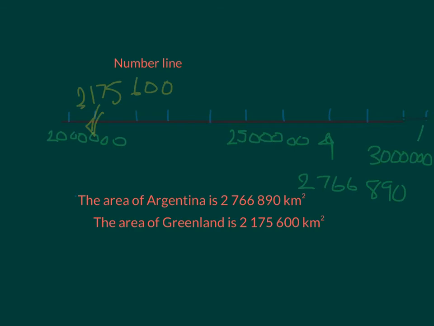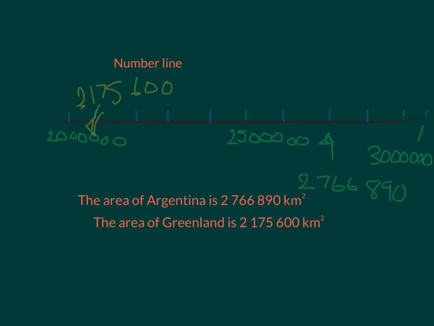So if I was to compare them on the number line, I see that Greenland's number is closer to my 2 million. That tells me it's a smaller number. And Argentina is closer to my 3 million, not 300 million, my 3 million. So it is the larger number.